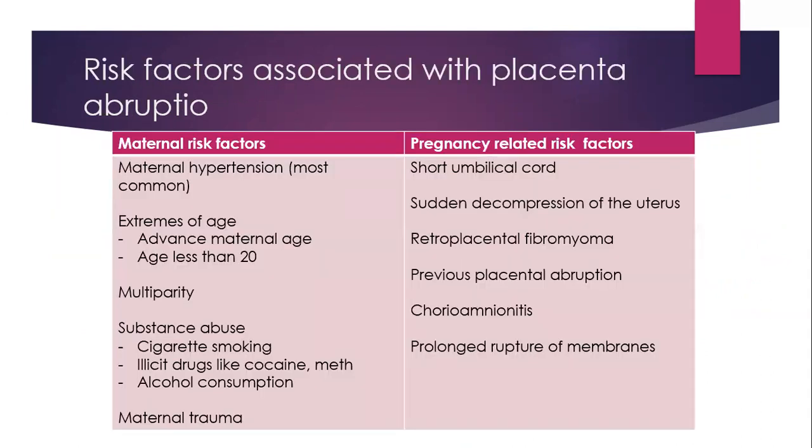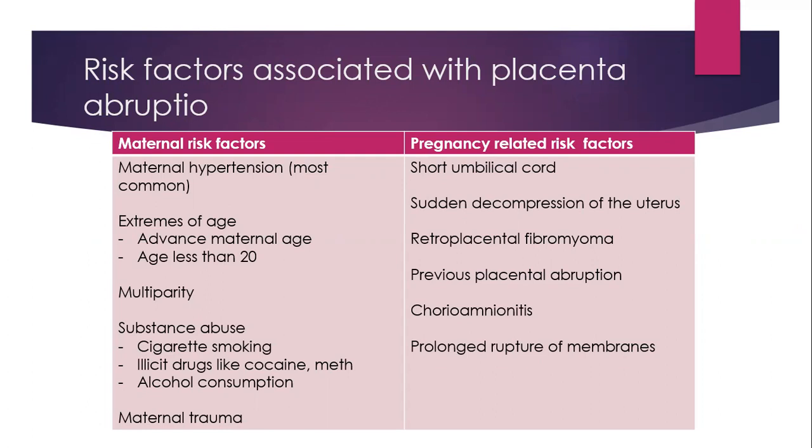So your risk factors associated with placental abruption. 99% of the time, it's maternal hypertension causing the abruption, but there are also other causes that can lead to it. So your extremes of age would be your advanced maternal age. As I said, that's a risk factor for anything. Age less than 20 is also a risk factor for your abruption. Multiparity, and then your substance abuse, like cigarette smoking, illicit drugs like cocaine and meth, and alcohol consumption.